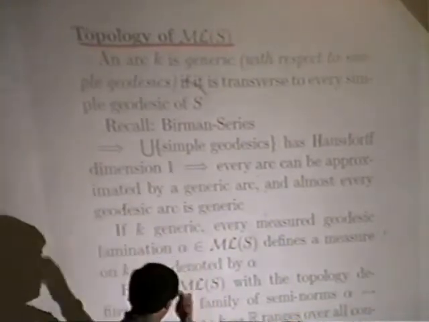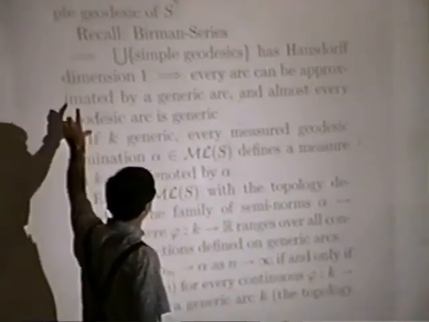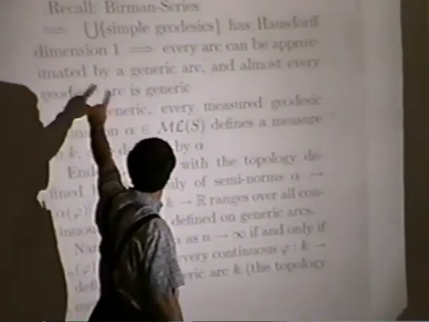An arc is generic if it intersects transversely every simple geodesic. Now, it doesn't seem that it would exist, but you remember that this result of Birman-Series, which I mentioned yesterday, says that there are very few simple geodesics. Their union only forms a set of transverse dimension 1. So there are so few of them that actually any arc can be approximated by a generic arc. For instance, almost every geodesic arc, you take one at random, then it will be generic.